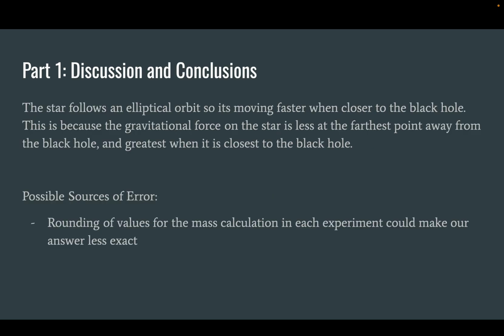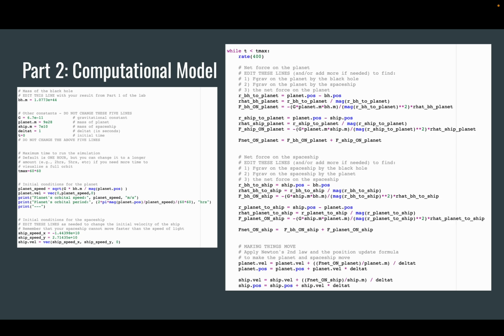The star follows an elliptical orbit, and the gravitational force is greatest when the star is closest to the black hole and smallest when it's the farthest away from the black hole. This causes a change in velocity when it is closer to the black hole. Possible sources of error are the fact that after each iteration we rounded the result, which could lead to less exact answers. For Part 2 of this lab, we once again had to establish our initial conditions.